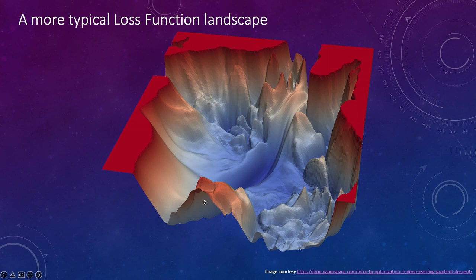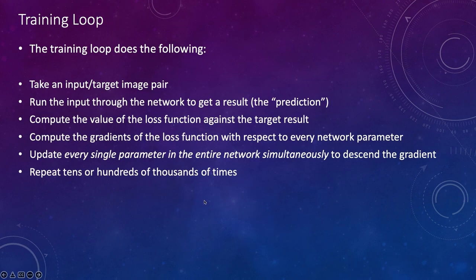So the way training a neural network works is fairly straightforward. Put all that together. We take an input and target image pair. We run the input image through the network. It gives us a result. We compute the value of the loss function. And we compute the gradients to all 21 million parameters in the network. Simple, right? This is straightforward. And then we take a small step in a direction that we hope lowers the loss function. And then we repeat that on every training image pair that we've got. And then we do that tens or hundreds of thousands of times, at which point my GPU gives me this emoji. Hopefully it finishes.